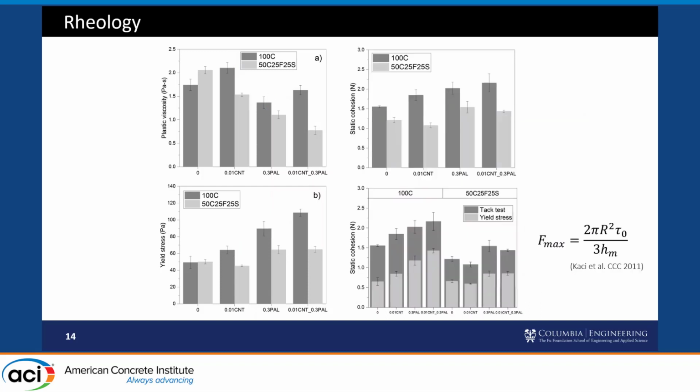So we did measure static cohesion, so the raw results are on the top. And so what we found was they had the same trend as our yield stress measurements. And that's what we present in the bottom here, where through this equation you can relate yield stress to static cohesion. So that's what we did. And so we're presenting static cohesion that was directly measured via the tack test. So those are the darker bars, and then the lighter bars are calculated through our shear rheological measurements.